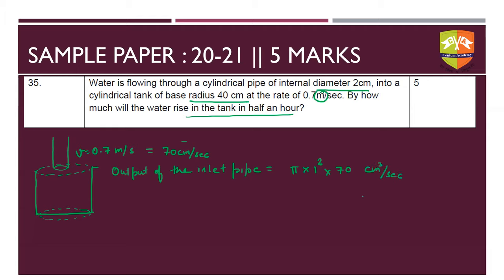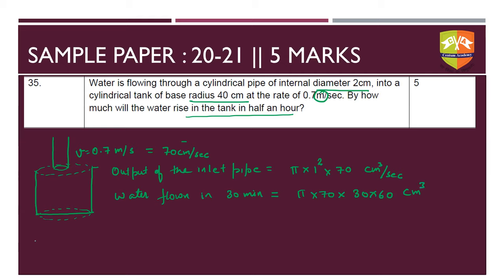This much amount of water will come down in 1 second. So water flown in half an hour, 30 minutes, will be equal to pi into 70 into 30 minutes, meaning 30 into 60 centimeter cube. This much water will flow down, right?